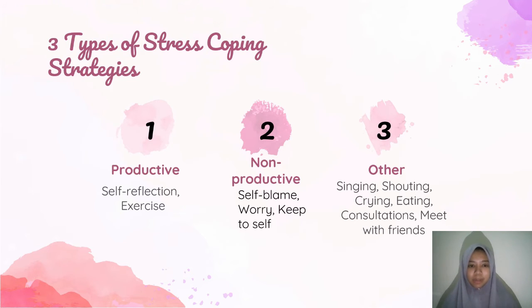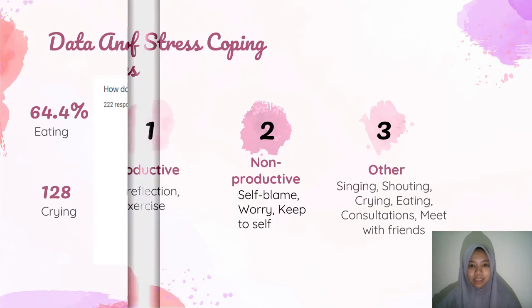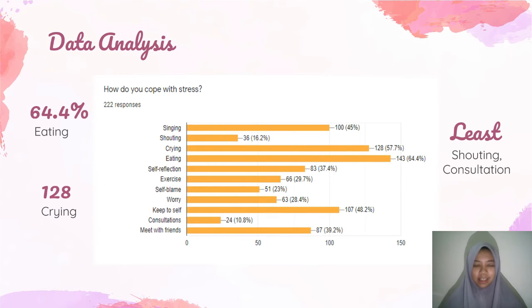For the last research question, we want to study the stress coping strategies that are used by the respondents. There are three types of stress coping strategies, which is productive, non-productive, and other method of stress coping strategy. We have come up with a data analysis, and from this graph, you can see that the top two activities that the respondents do to cope with their stress are eating and crying. And these two activities are type of other method of stress coping strategies.